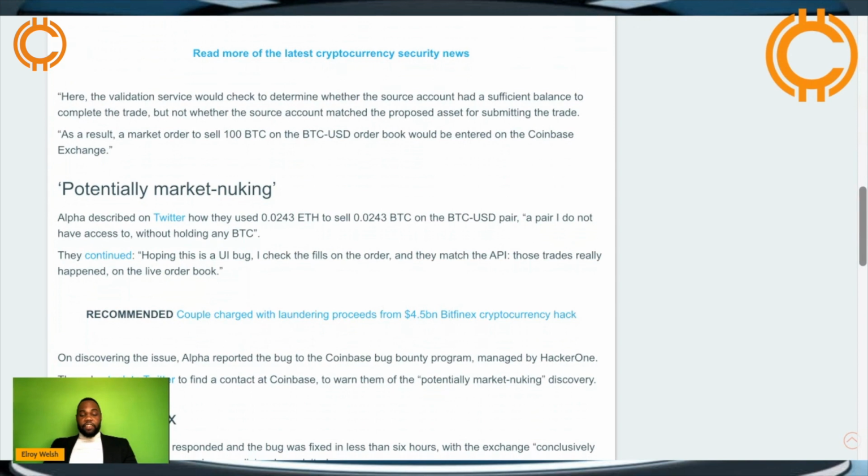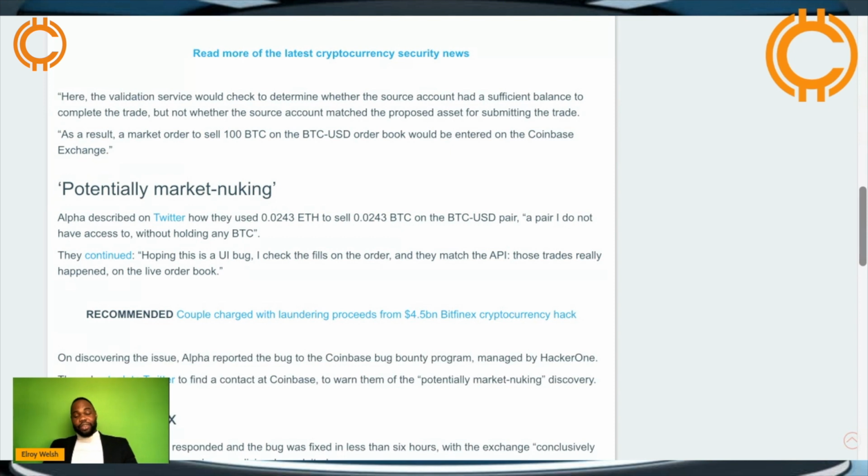Here, the validation service would check to determine whether the source account had a sufficient balance to complete the trade, but not whether the source account matched the proposed asset for submitting the trade. As a result, the market order to sell 100 BTC on the BTC-USD order book would be entered on the Coinbase exchange.